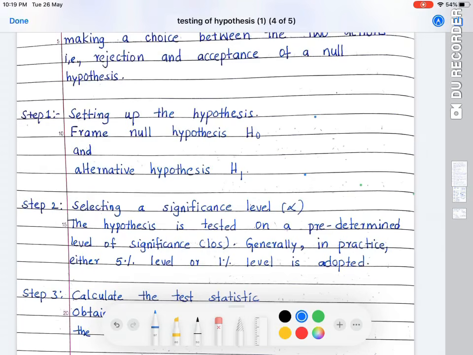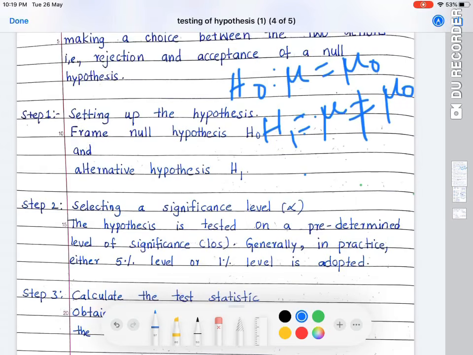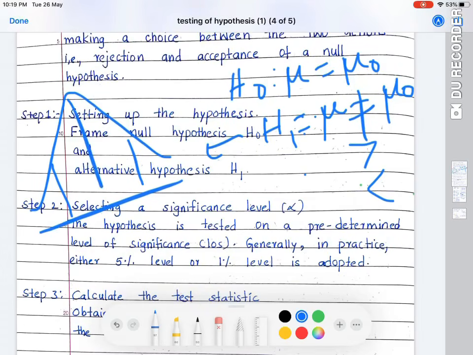If, for example, I define H naught: mu is equal to mu naught, and then the alternative hypothesis might have 3 options. One is not equal to, another is greater than, another is less than. So for not equal to, if you remember, we will do a two tail test, because we have tails on both the sides of the curve.